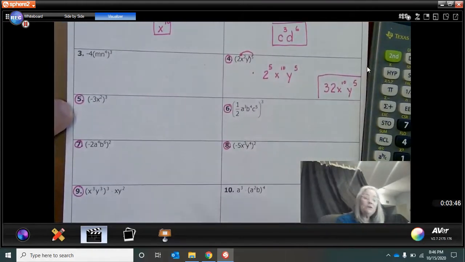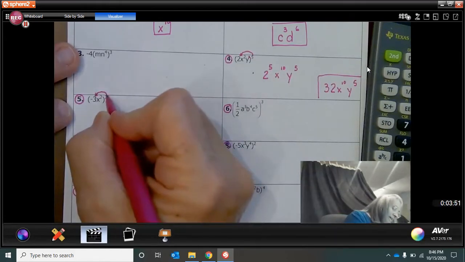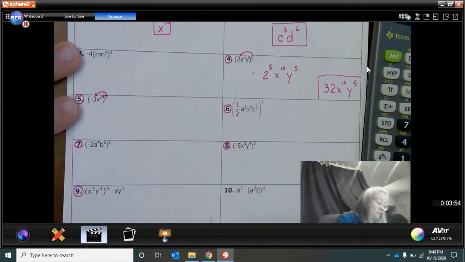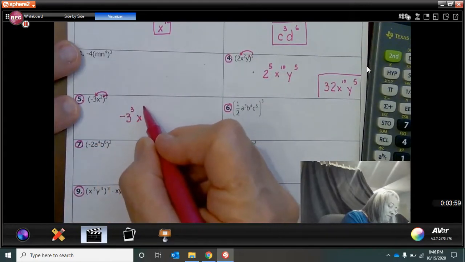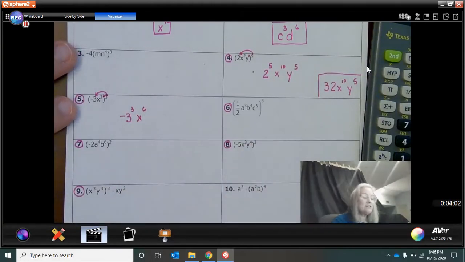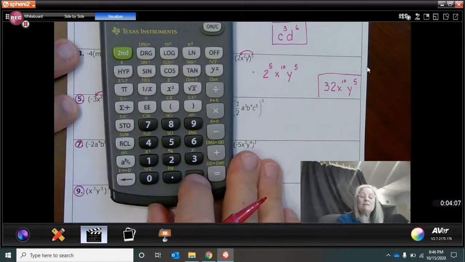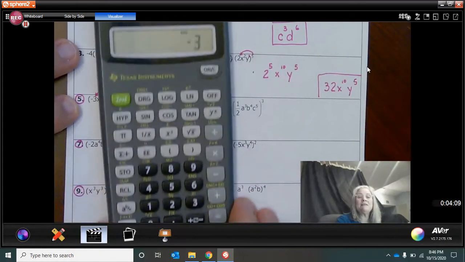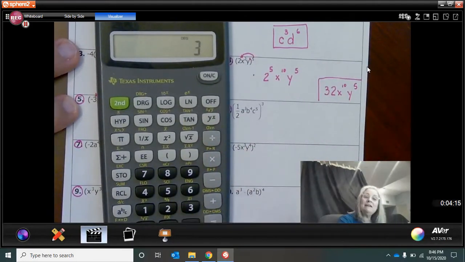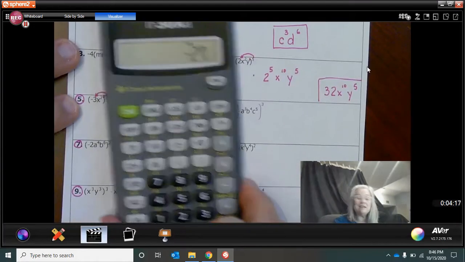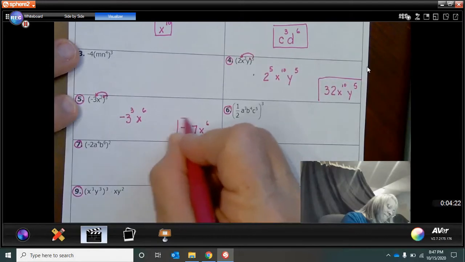So on this one, we are raising a negative 3 to the power of 3, and we are raising an x squared to the power of 3. So we know that we have negative 3 to the power of 3 times x to the power of 6. So if we use our tool, we can put a 3 in the calculator and hit this plus minus button to make it a negative 3. Then if we come up here to this button, we want to raise it to the power of 3, and we hit equals, and we find that it's negative 27. So our answer is negative 27x to the 6th.